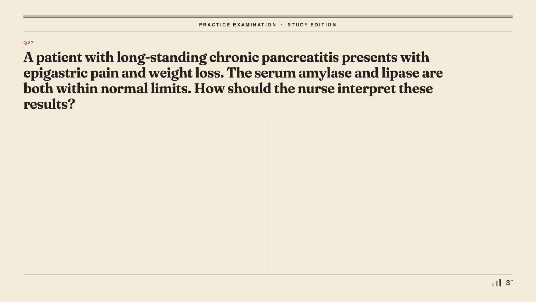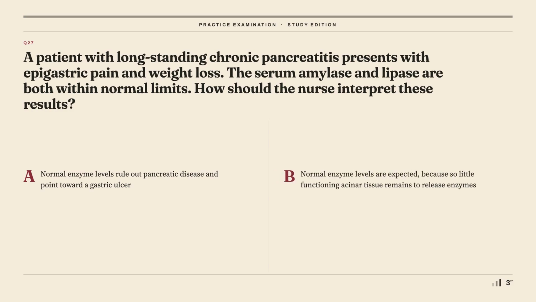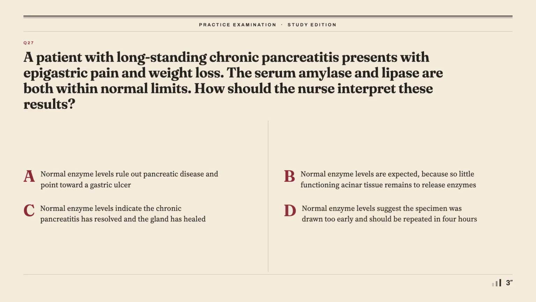Your options are: A. Normal enzyme levels rule out pancreatic disease and point toward a gastric ulcer. B. Normal enzyme levels are expected because so little functioning acinar tissue remains to release enzymes. C. Normal enzyme levels indicate the chronic pancreatitis has resolved and the gland has healed. D. Normal enzyme levels suggest the specimen was drawn too early and should be repeated in 4 hours. Before I reveal it, which one do you think is right?